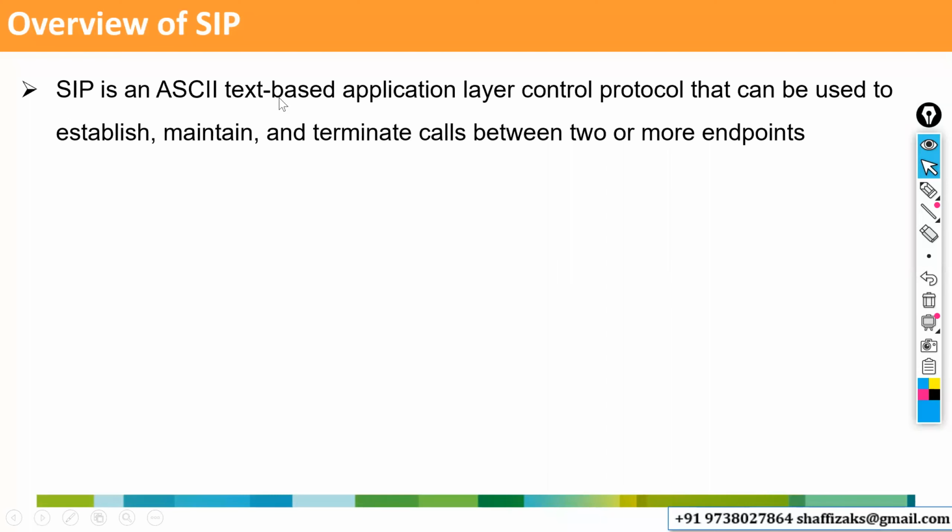Text-based means it's a clear text protocol. What is the difference between H.323 and SIP? One difference: H.323 comes in hexadecimal format, and SIP comes in clear text. It works in the application layer. You know, there are totally 7 layers in the OSI model. In which layer is the SIP protocol going to work? On the application layer, the SIP protocol works.